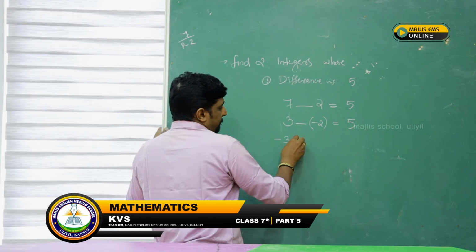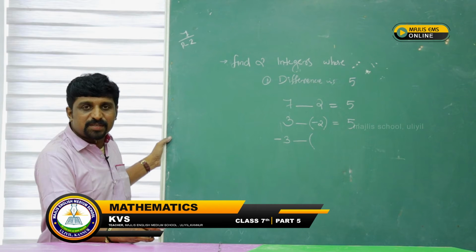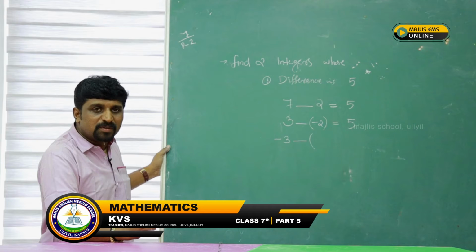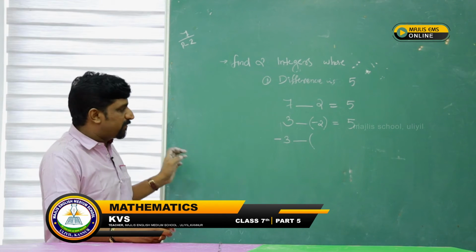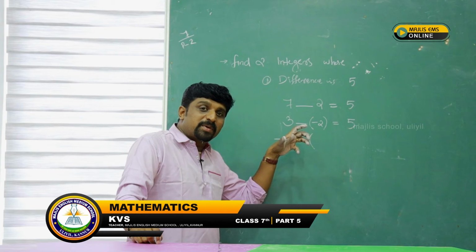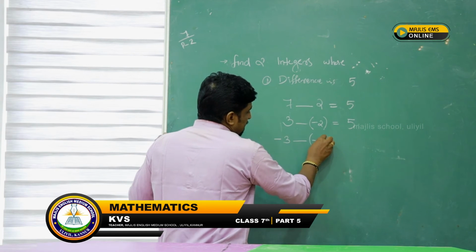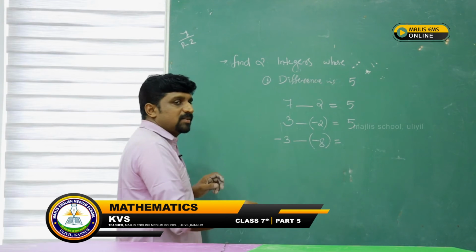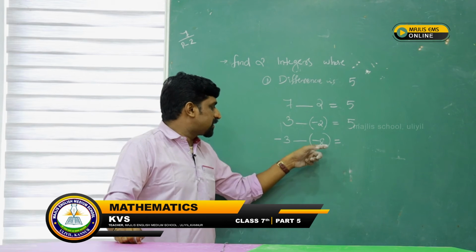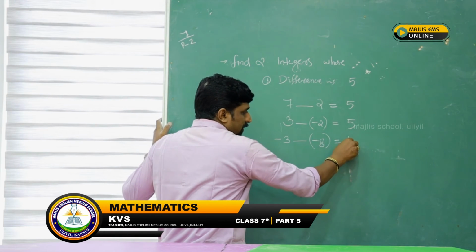Minus 3 subtract which one? The answer we need is 5. Think about it. When we substitute 2, what happened? It becomes minus 3 minus 2. Both are the same symbol, it becomes minus 5. We need only 5. Therefore we need to substitute minus 8 here. What happens? Minus 3, here minus becomes plus. Therefore it becomes plus 8. Minus 3 plus 8 equal to what answer? 5. Okay, minus 3 plus 8, you got answer 5.